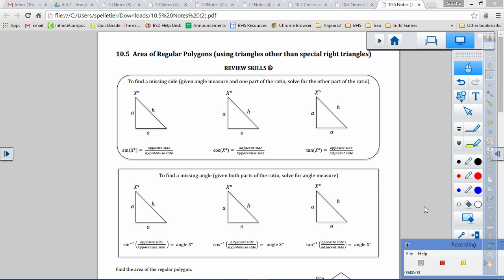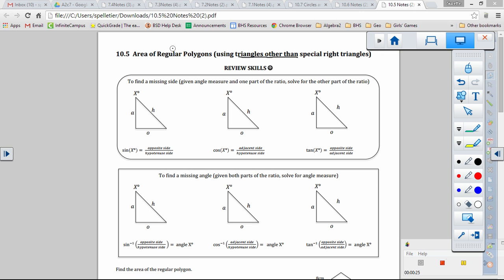Alright, area of regular polygons using triangles other than special right triangles. Just to point out a couple of things before we begin: we are not using special right triangles, we're using triangles other than the special right triangles. And another thing to review before we begin is what regular means.